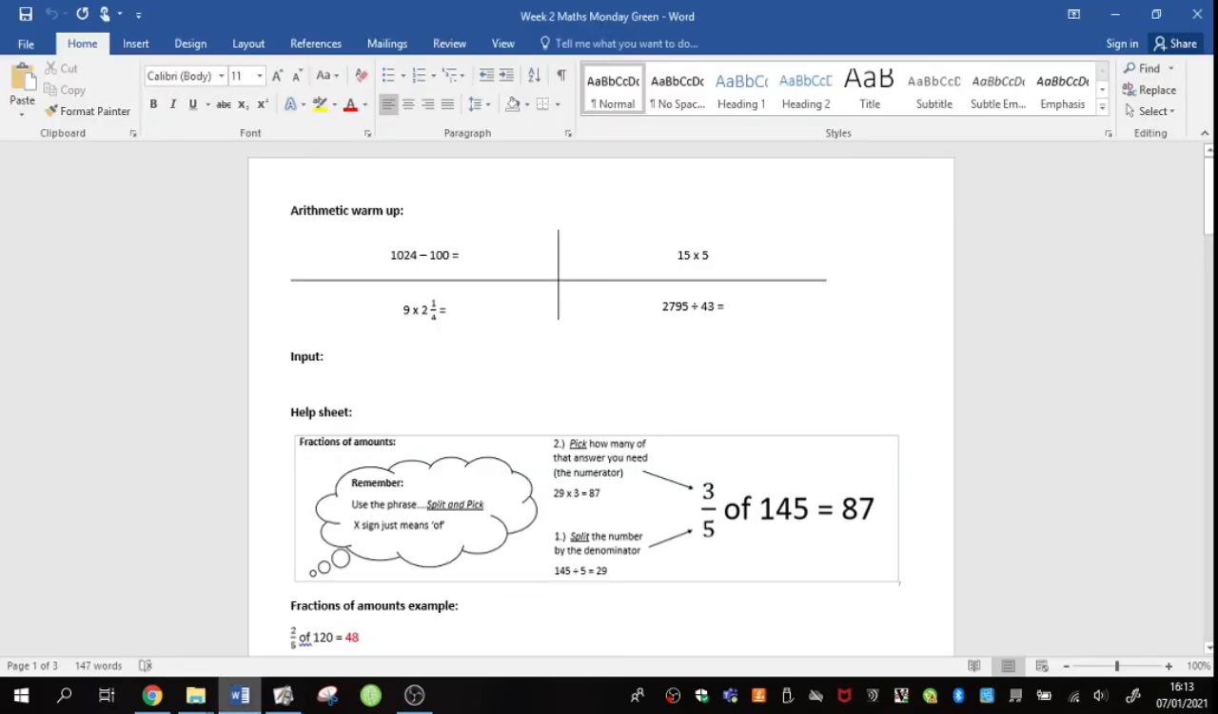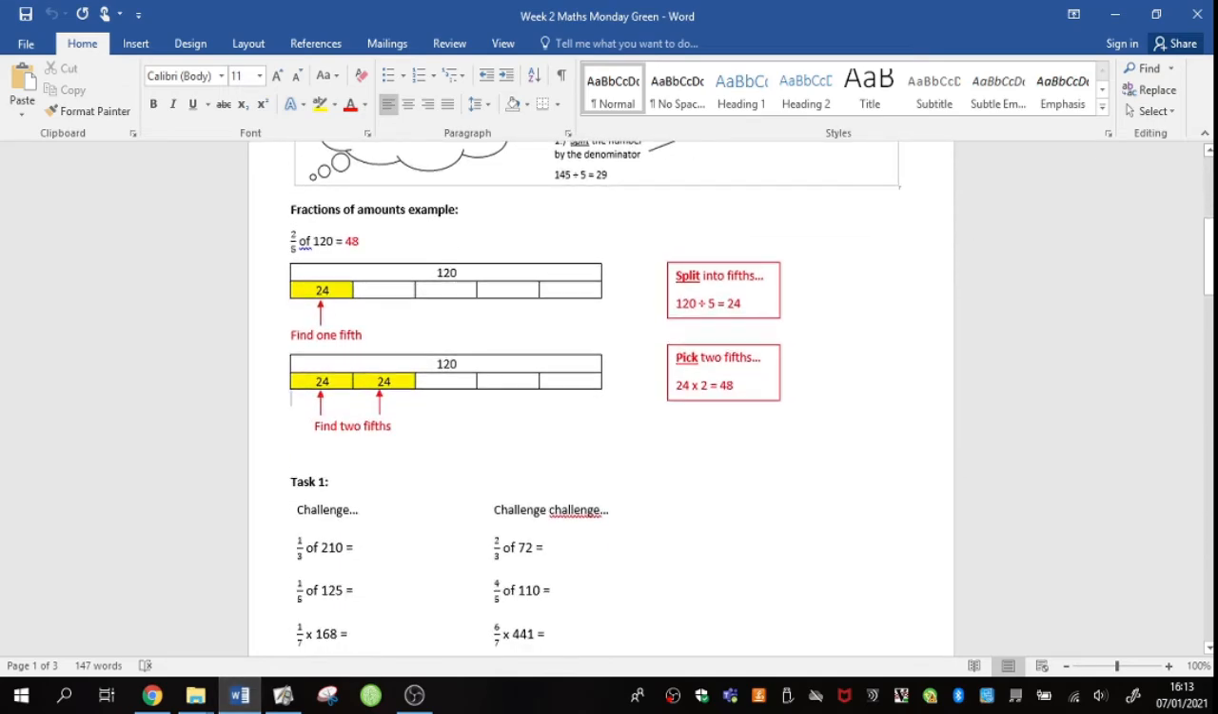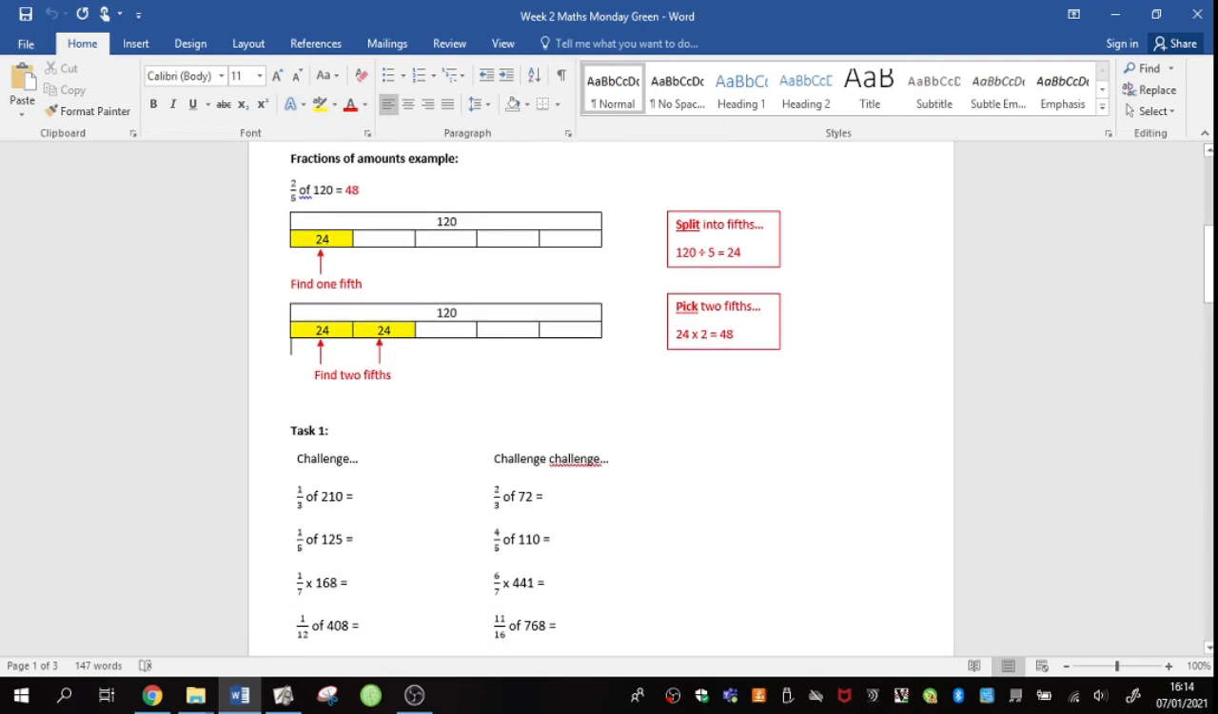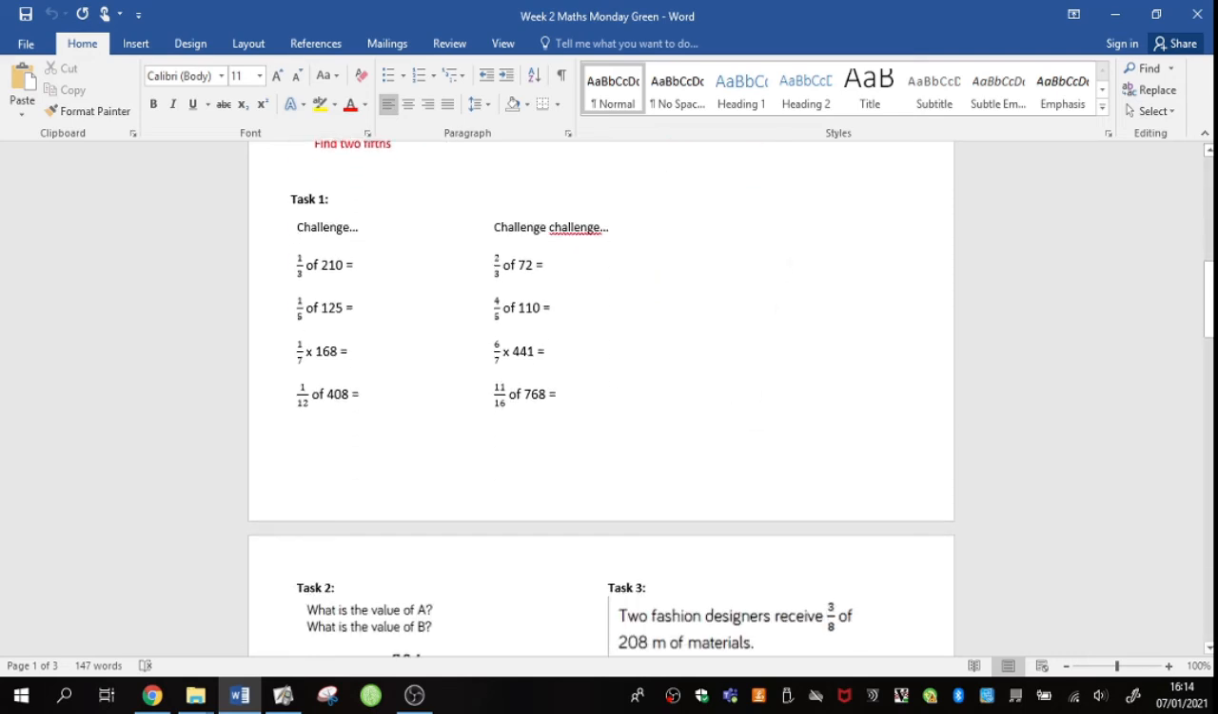Okay, your task now is to use the help sheet, use my example here, remembering I am expecting you to draw the bar model for each one. So I've done another example of 2/5 of 112, so you can see how my whole is 112. I have first split it into fifths, so I've done my dividing by 5, you can see each one would be 24, and then I've picked 2 of them because it's 2/5, which would be 48, so I'm picking 2 of them there. So your first task is to choose whether you want to do the challenge level you prefer. The best among you will do all of them.